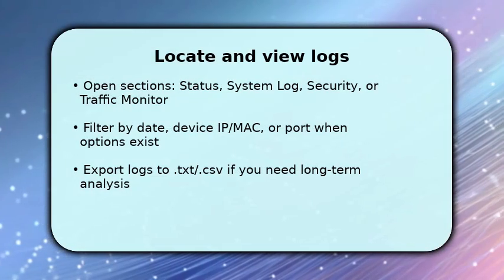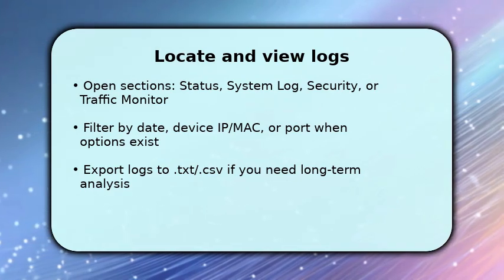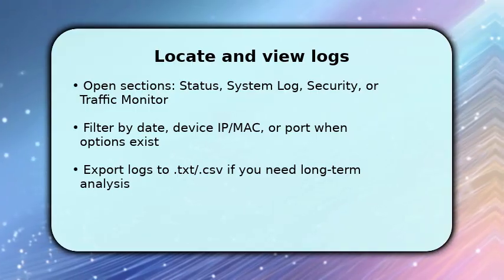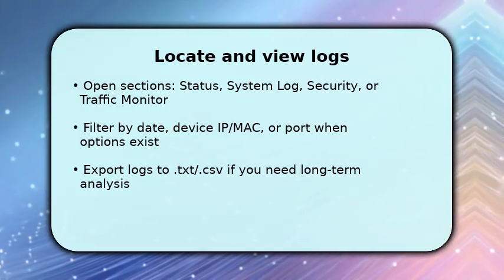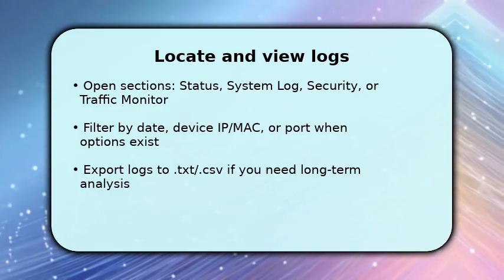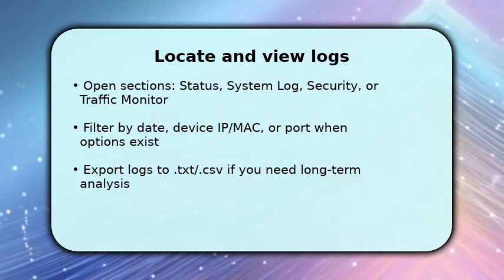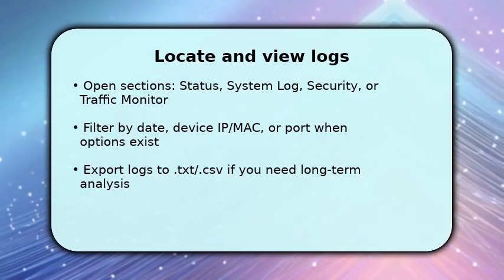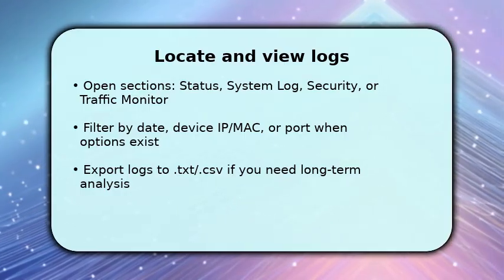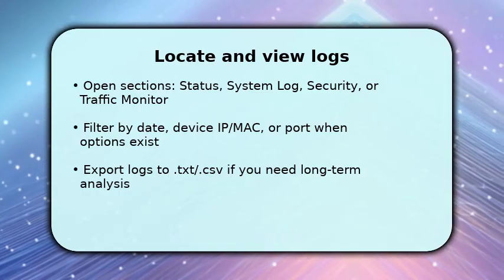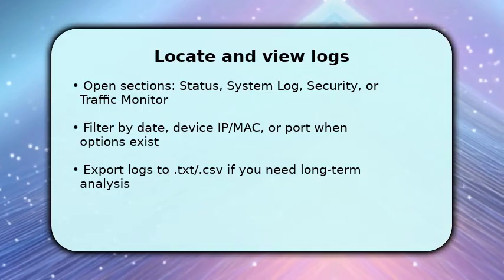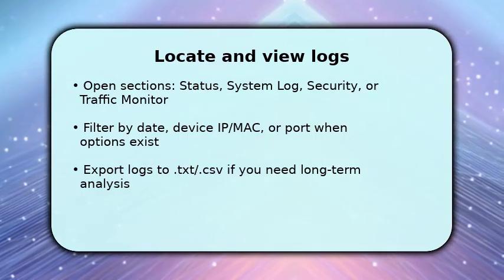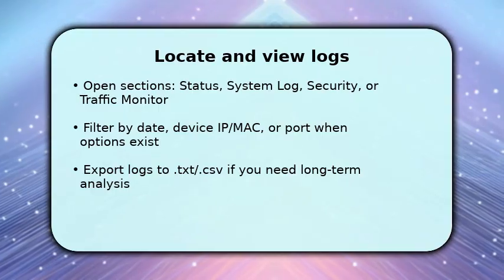You now navigate the firmware menus. Look under Status, System Log, Security, or Traffic Monitor, because manufacturers label logs differently. Once you find logs, filter by device IP or MAC to isolate a single client, and by date to reduce noise. If the router shows only events, enable detailed logging or packet capture in advanced settings so future entries include URLs and domains.